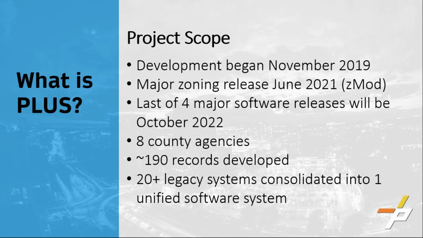There are 8 county agencies involved in this PLUS effort. Everyone from the health department, fire marshal's office, to land development services, planning and development. The Department of Information Technology is backing up all of these agencies in this development effort. When all is said and done, next month there'll be over 190 records that have been developed and implemented that customers can apply for. And over 20 legacy systems will be consolidated into one unified software system.